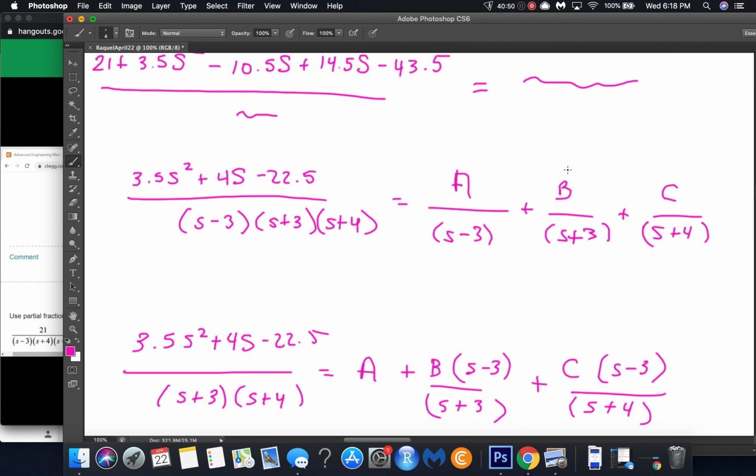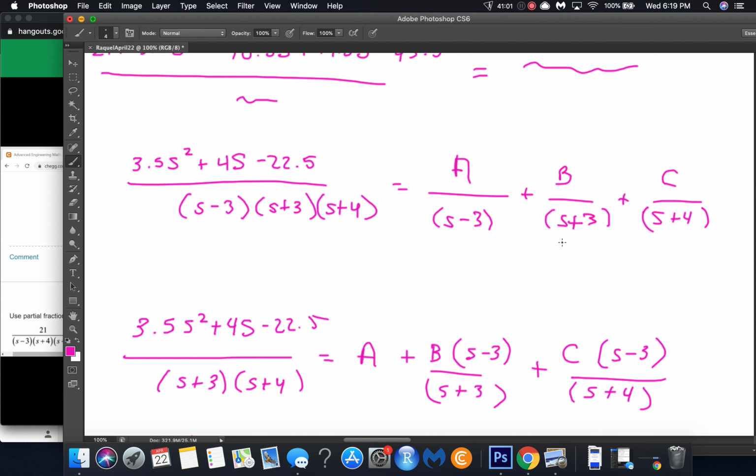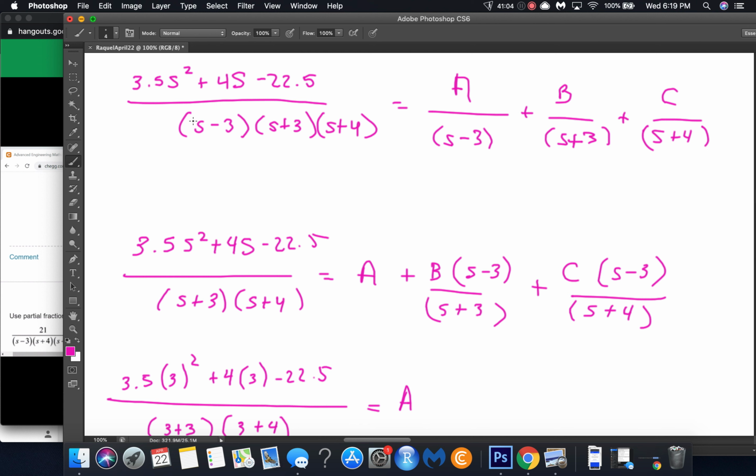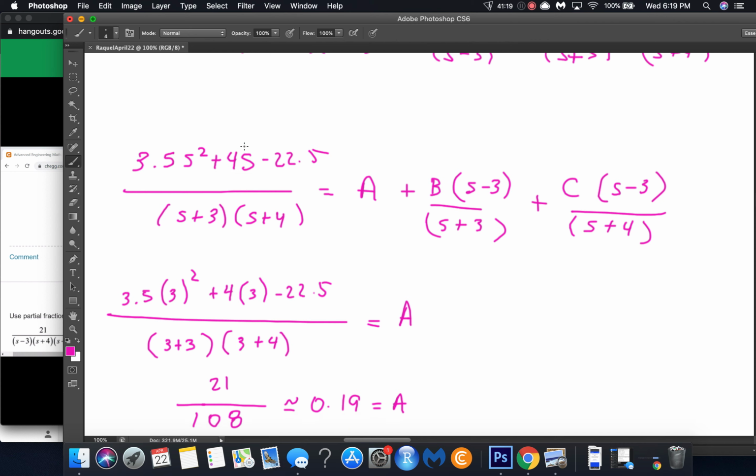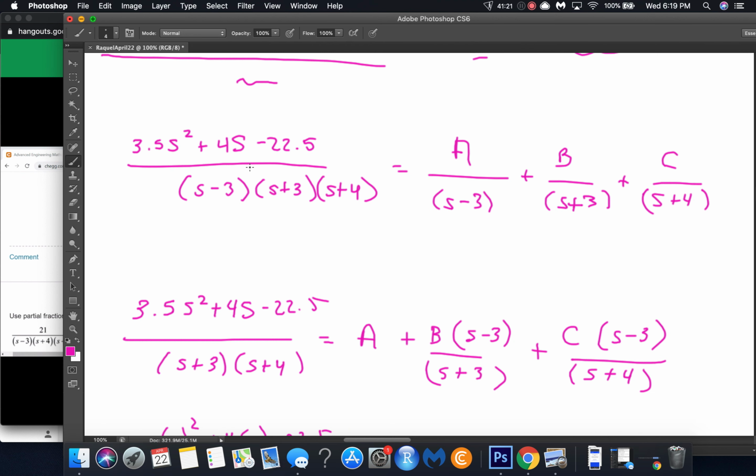So what would I need to multiply on both sides to find B? Well, I would have to multiply the S plus 3, no? S plus 3, very good. So we're going to copy paste this one, but instead of in the bottom having S minus 3, S plus 3, and S plus 4, you're just going to have S minus 3, and S plus 4. And then we plug in negative 3. So those two processes have to be listed.